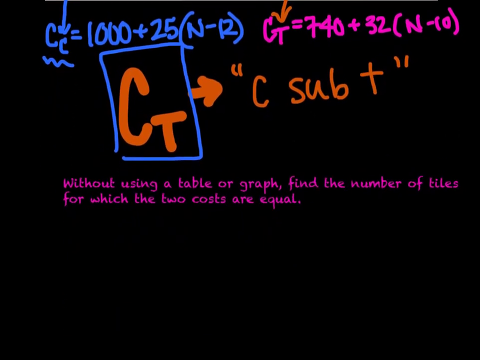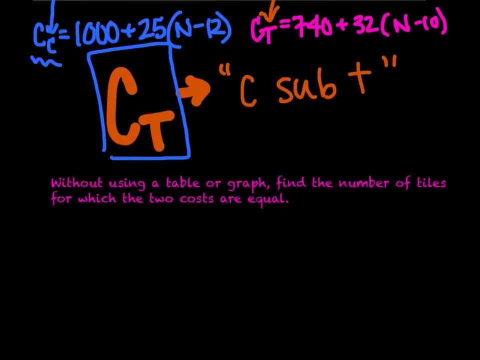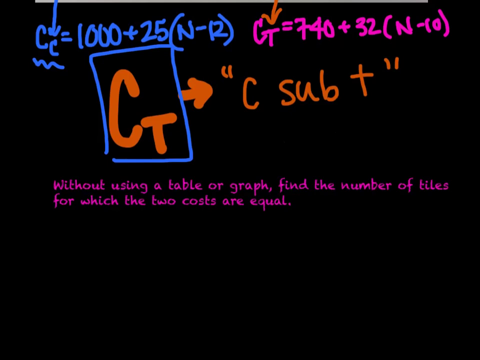So we have these two equations. Without using a table or graph, find the number of tiles for which the two costs are equal. So we need to find when these two costs are equal. The reason we shouldn't do it with a table or graph is because it'll be too obvious. I want to get you looking at the equations and saying, I can just manipulate these equations, rather than having to graph something or create a table.